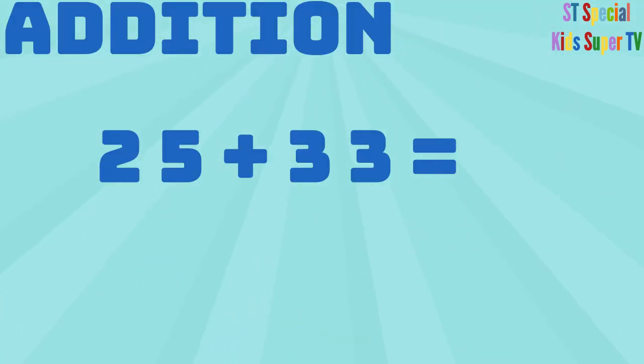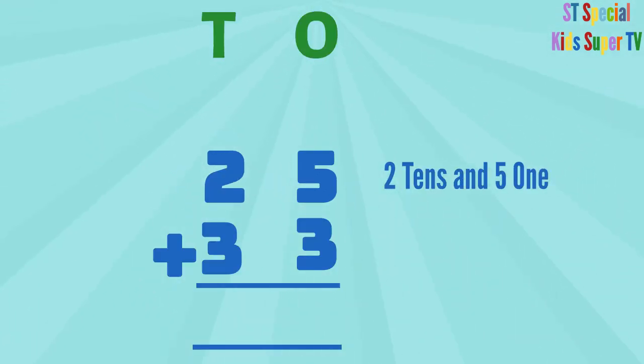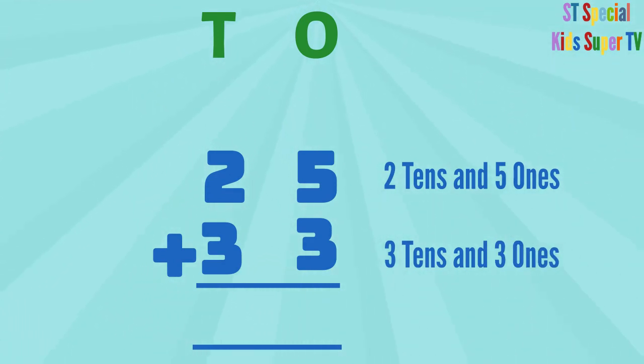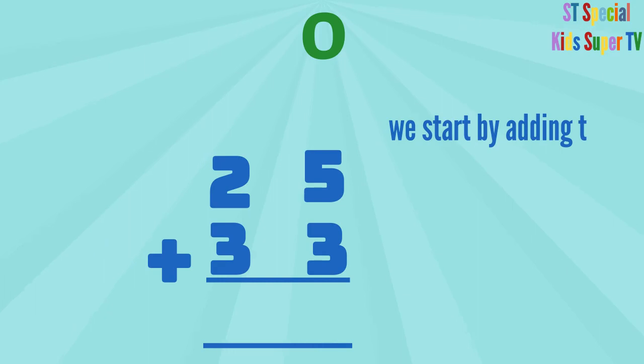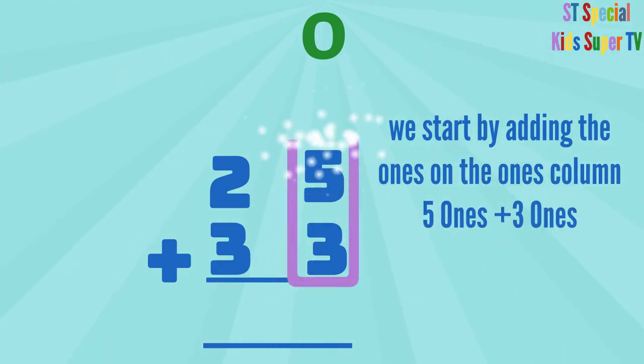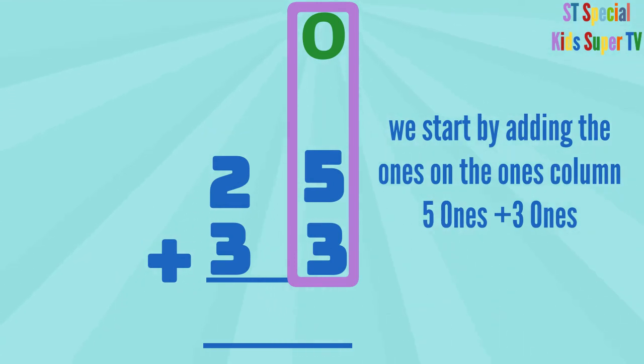Let's calculate 25 plus 33. 25 has 2 tens and 5 ones, while 33 has 3 tens and 3 ones. We start by adding the ones on the ones column. 5 ones plus 3 ones.